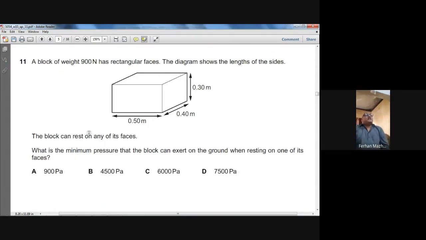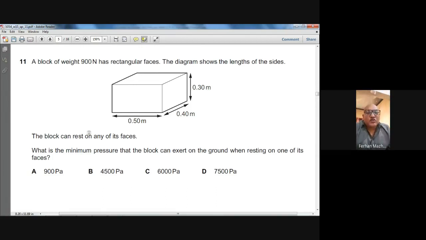A block of weight 900 Newton has a rectangular face. The diagram shows the length of the sides. So you see, this is a rectangular block, and you know a rectangular block has 6 faces, and the dimensions are given. The length is 0.50 meter, the width is 0.40 meter, and the height is 0.30 meter. The block can rest on any of its faces. What is the minimum pressure that the block can exert on the ground when resting on one of its faces?